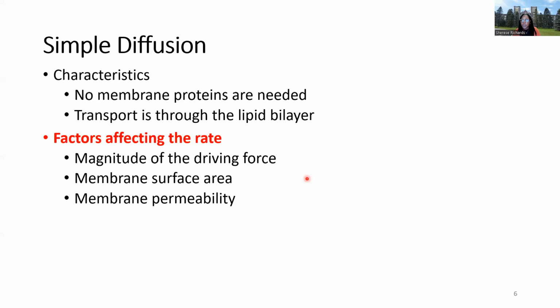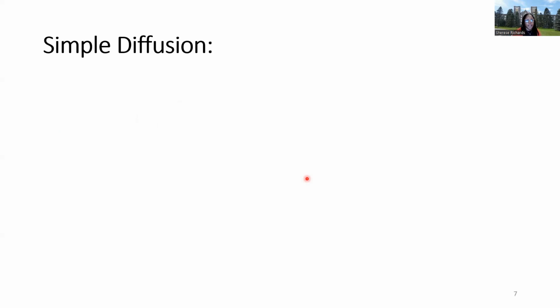So when we speak about simple diffusion, we understand that the particle that is moving must be able to go freely through that phospholipid bilayer. In other words, one of the main characteristics is that it must be nonpolar. Okay, so let's illustrate a little scenario here to make that a little bit more sense.